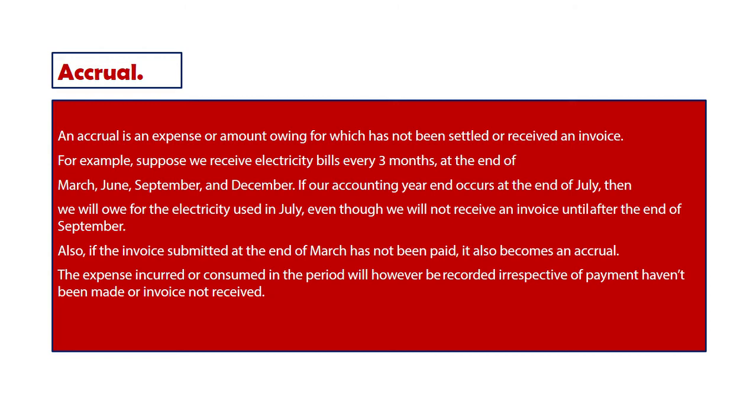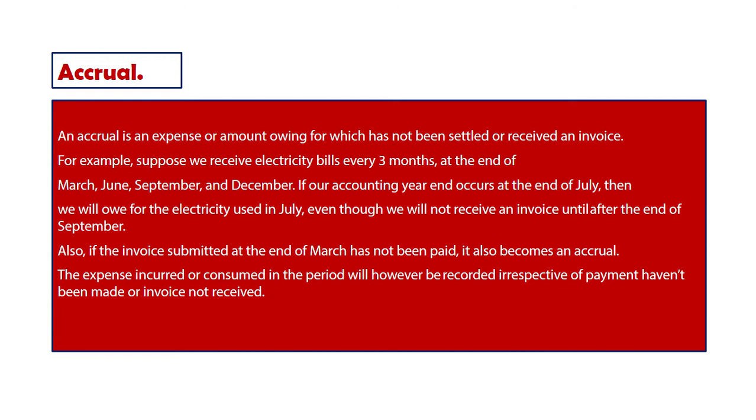For example, suppose you receive electricity bills every 3 months, meaning the bill comes in at the end of every quarter. The bill for January, February, March will come at the end of March. April, May, June will come at the end of June. July, August, September will come at the end of September. October, November, December will come at the end of December. If our accounting year end occurs at the end of July, then we will owe for the electricity used in July, because as per agreement, the bill is supposed to come in September, but we would have used the electricity for July.